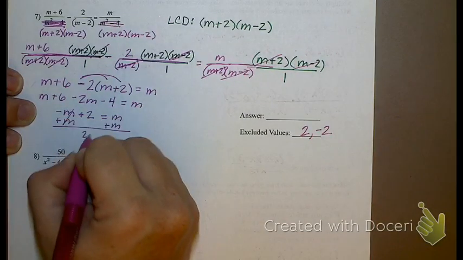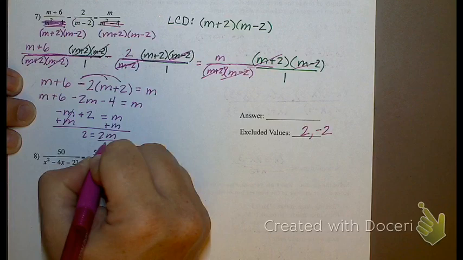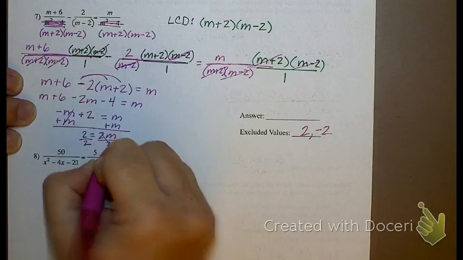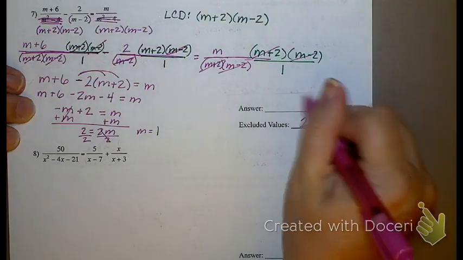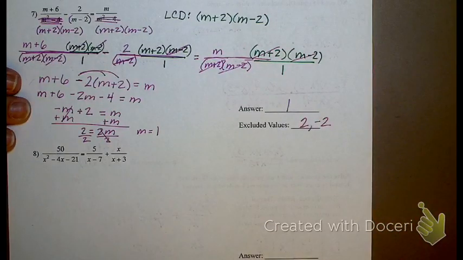So I have 2 equals 2M. What does M equal? M equals 1. That is not one of my excluded values, so 1 is my answer. Easy peasy? Wait, you're supposed to subtract the M because it's positive, right? I moved this one.